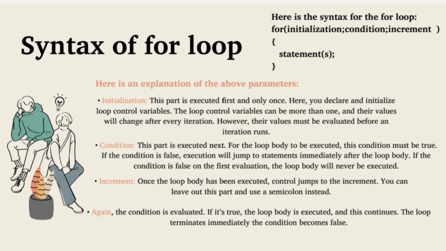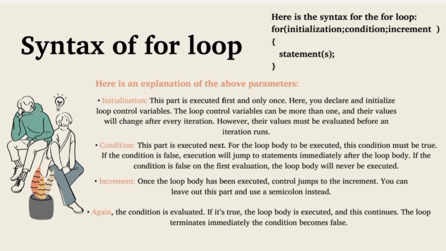Condition. This part is executed next. For the loop body to be executed, this condition must be true. If the condition is false, execution will jump to the statements immediately after the loop body. If the condition is false on the first evaluation, the loop body will never be executed.